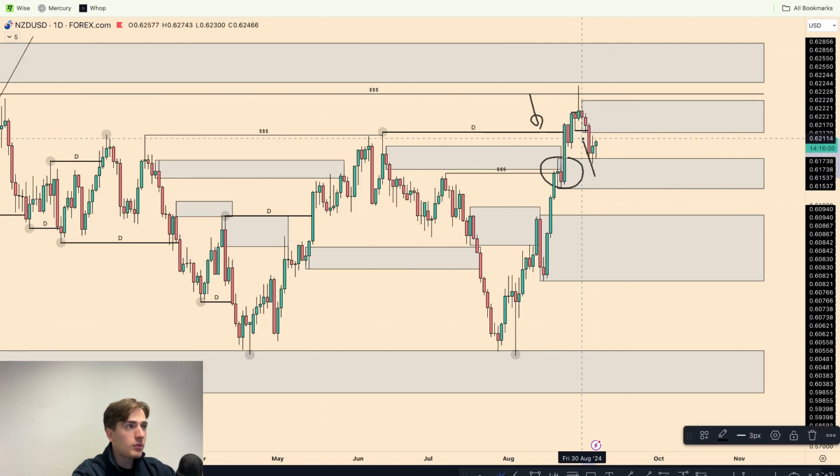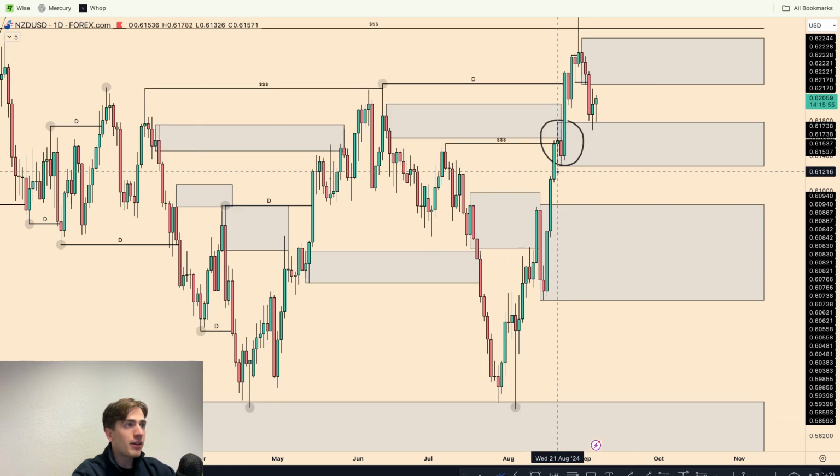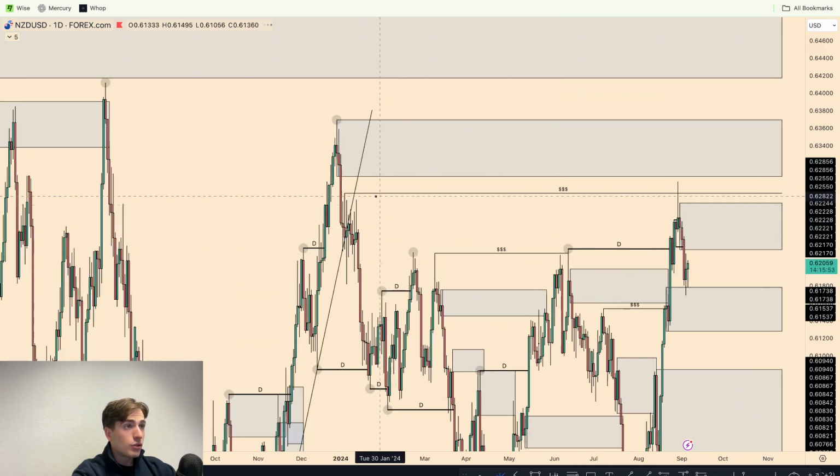After that, what do we see? We saw a bearish change of character over here. Then we push down lower towards that daily area of demand, okay? After also grabbing, of course, liquidity above this swing high over here.